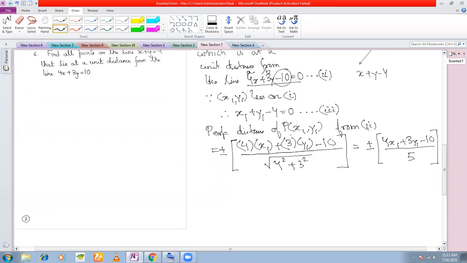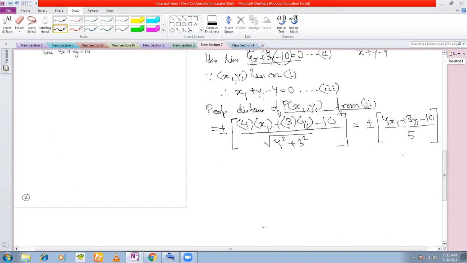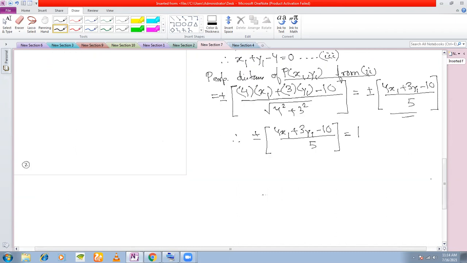But what is the perpendicular distance of x1, y1 from line 2? Unit distance, right? This point is at, what is it? This is 1 unit. This is also 1 unit, right? So therefore, what perpendicular distance have we found out here? This one. So therefore, plus or minus 4x1 plus 3y1 minus 10 by 5 must be equal to 1. So now you have a plus or minus sign here. Okay, now squaring will complicate matters, right? So what you do is you take one sign at a time.